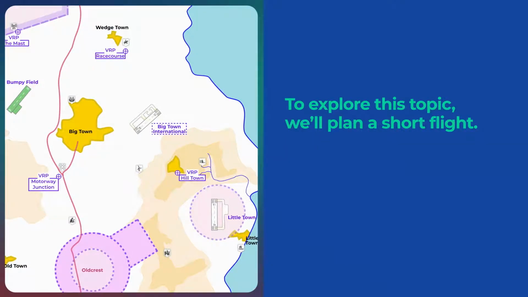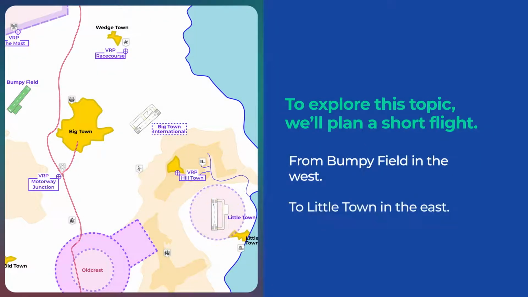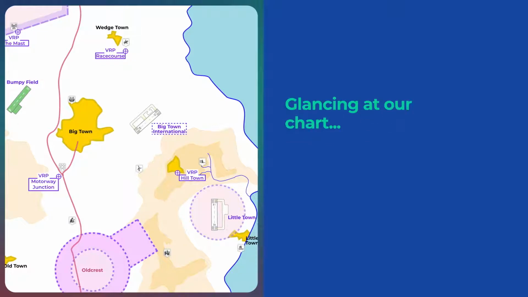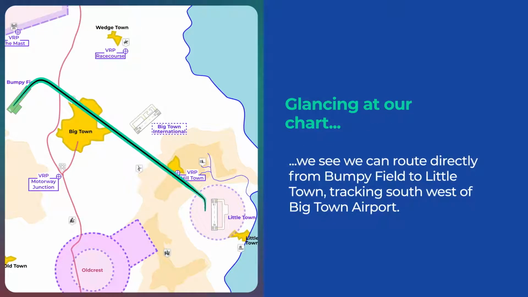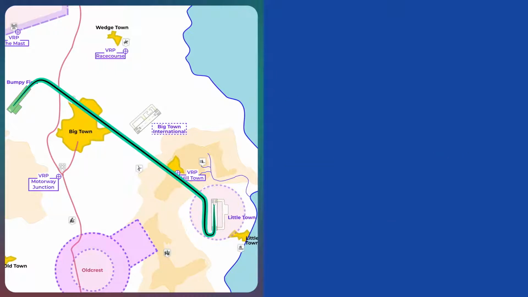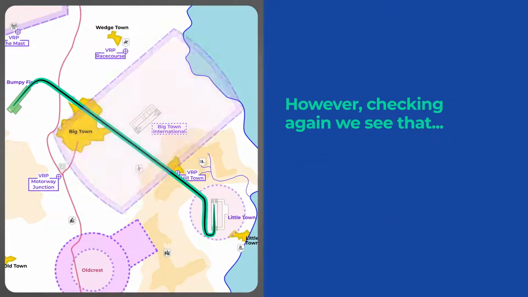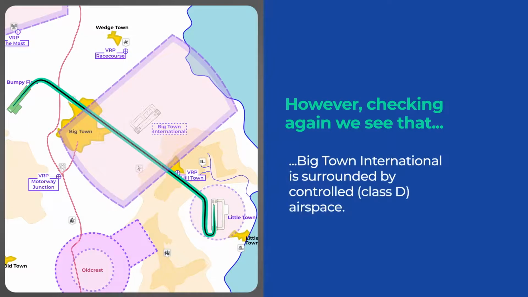We will depart the small grass strip at Bumpy Field in the west and fly to the airfield at Little Town on the east coast. From a quick glance at the chart, it appears we can route directly from Bumpy Field to Little Town, tracking southwest of Big Town Airport. However, checking again, we see that Big Town International is surrounded by controlled airspace.